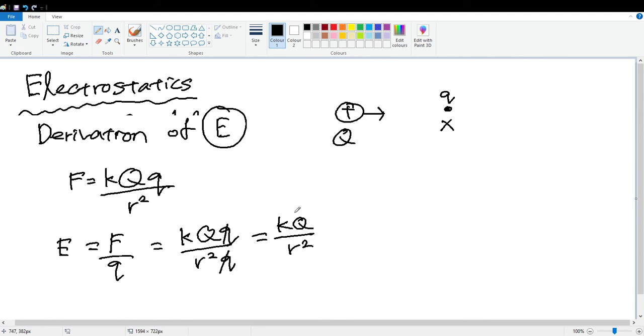Alright, so we have done the discussion of electric field strength. Let's just go through some examples.